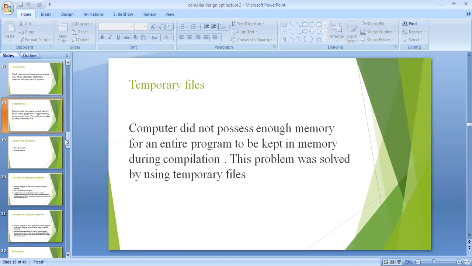Now temporary files. Computers did not possess enough memory to keep the entire program in memory during compilation. This problem was solved by using temporary files. So temporary files are used to store data temporarily.